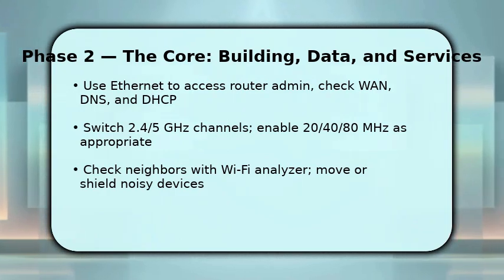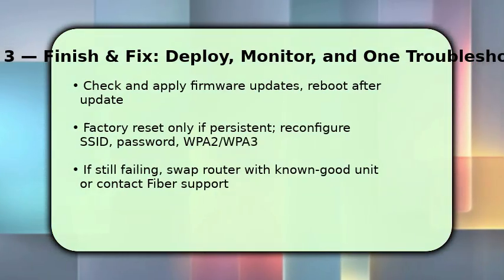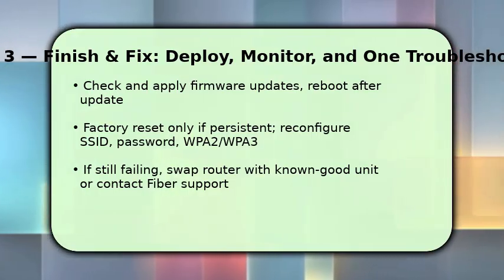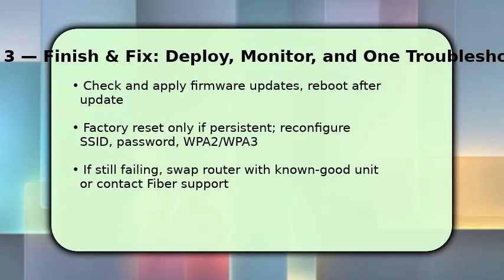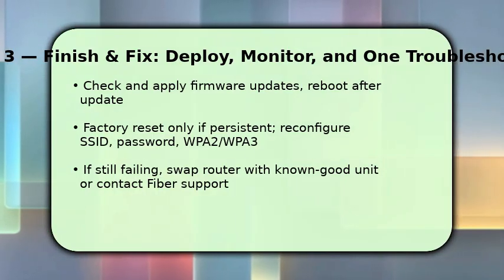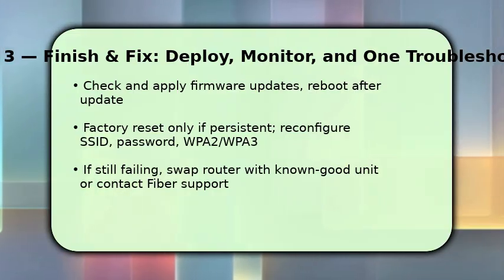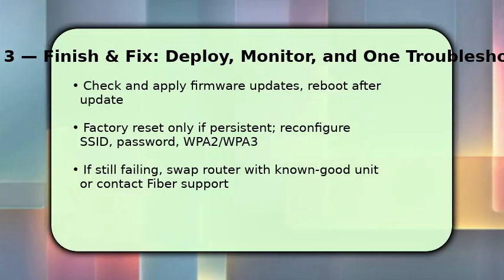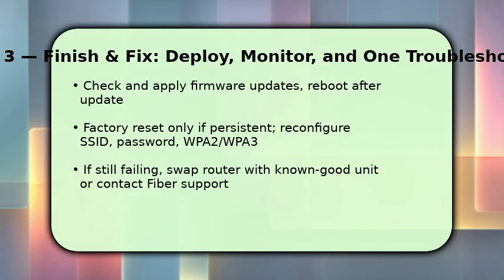Finish by ensuring router firmware is current, download and apply updates through the admin page, then reboot to settle settings. If problems persist, perform a factory reset, then reconfigure your SSID, password, and WPA2 or WPA3 security. This removes misconfigurations. Finally, test with multiple devices and wired speed tests.